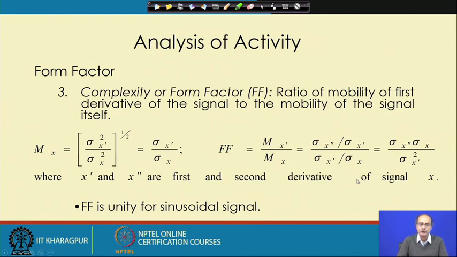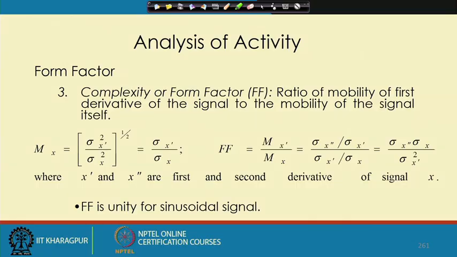Here one more piece of information would be useful: if we take a sinusoid, every time we take the derivative we get another sinusoid, only the phase changes. So, for a sinusoid the form factor is unity. That means what the form factor is looking at is the variation from unity, or in other words how the signal is different from a sinusoid, or how it is moving apart from a sinusoid.